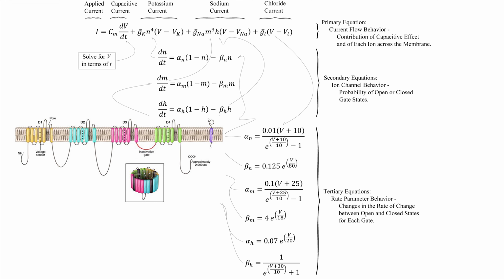It's sort of baffling. And then the other thing is, we didn't understand why these values of m to the third power and h, and n to the fourth power, were appearing in the Hodgkin-Huxley equation. And it turns out that they have a perfect explanation.